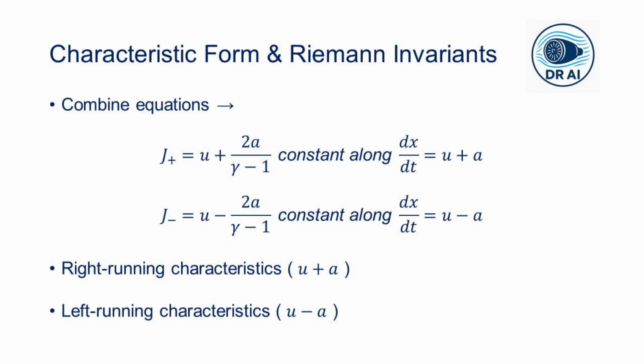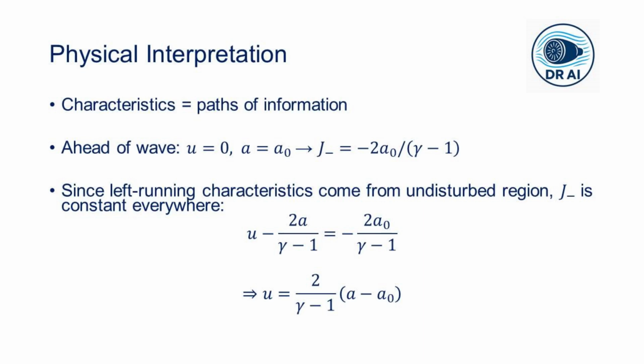The first family, J plus, right running, carries the disturbances to the right, while the second, J minus, left running, carries them to the left. Now, this transformation is the heart of the method. Instead of solving the original PDEs, we track how these invariants propagate. Let us think very physically: the characteristic speeds are u plus minus a. So, for a gas at rest, these are plus minus a naught.